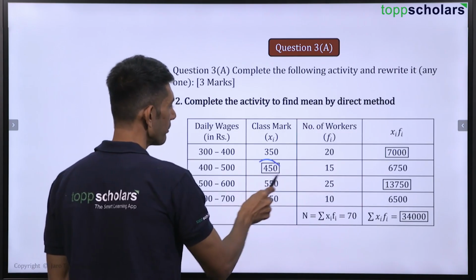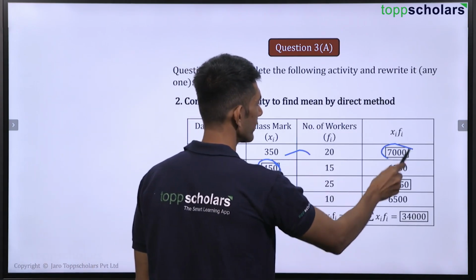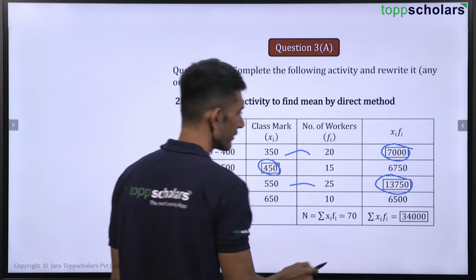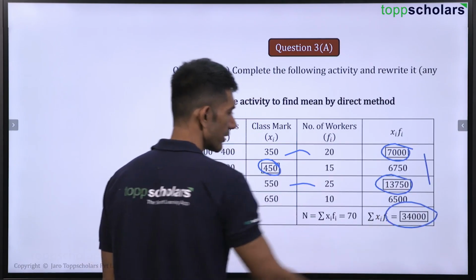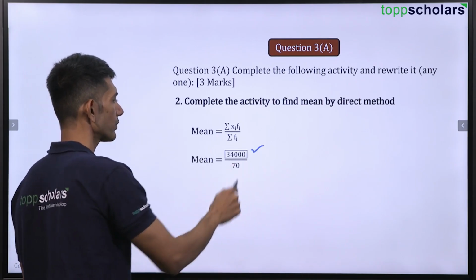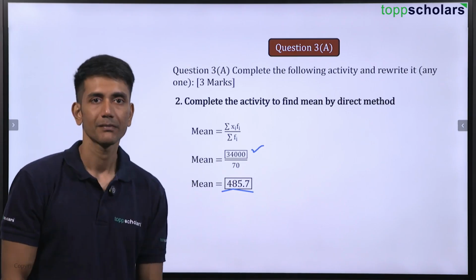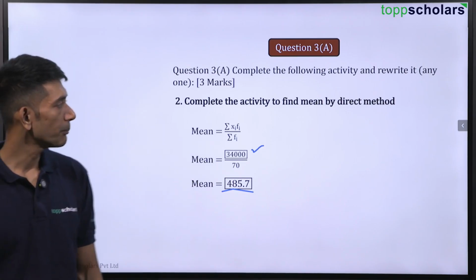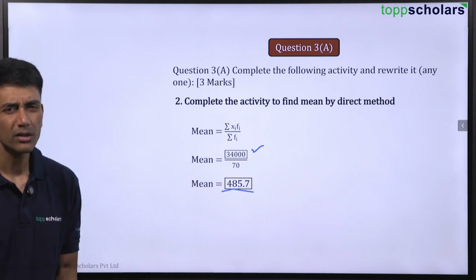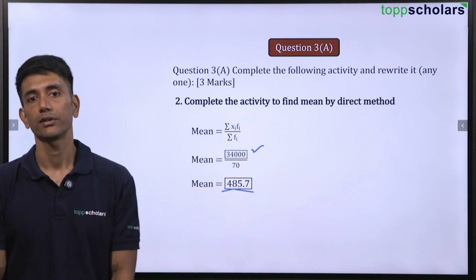Here we have the mid value 450, multiplication 7000, multiplication 13750, addition 34,000. Put it here, 34,000 divided by 70, that gives 485.7. That is the mean. So the mean wages given to the workers is 485 rupees 70 paise. I hope this is clear.